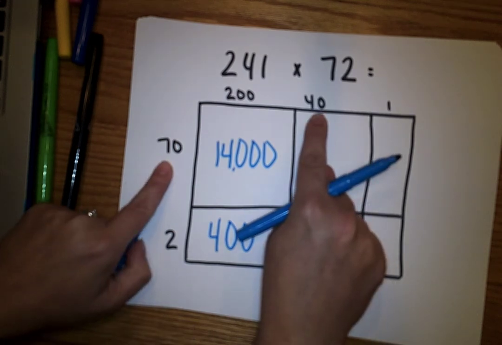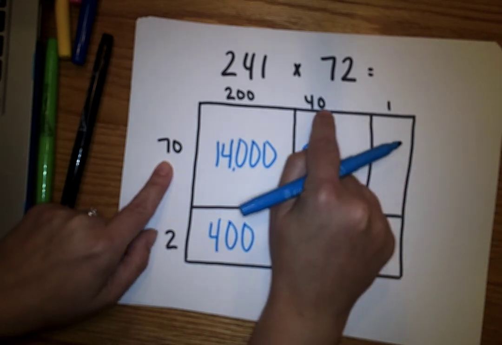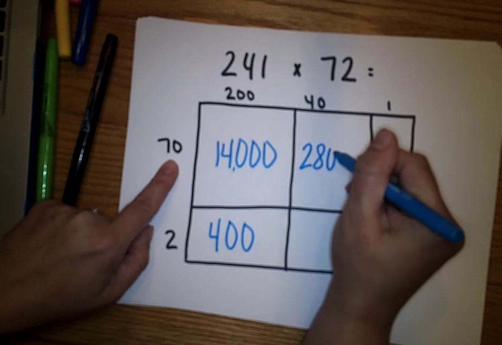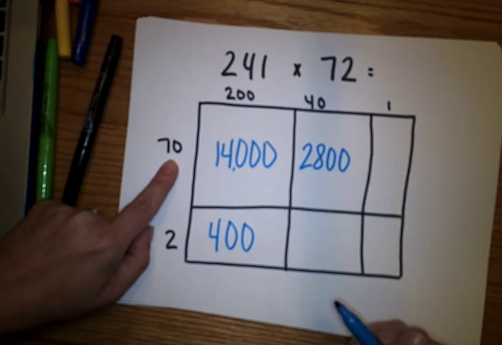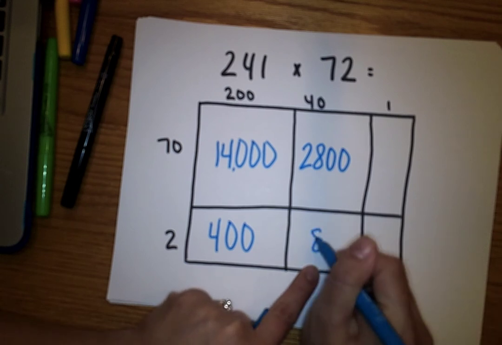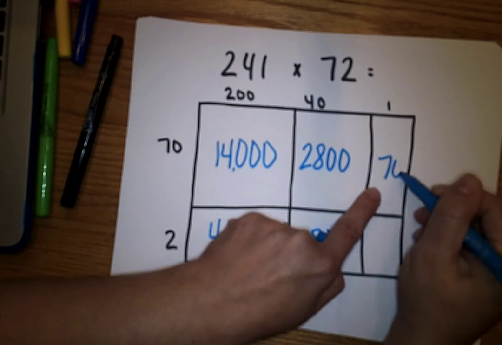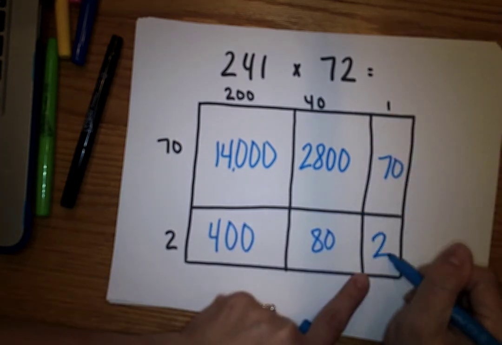40 times 70. So 4 times 7 is 28. There's a 0 here and a 0 here, so I'm going to put 2 zeros, 2,800. 40 times 2 goes right here, 80. 70 times 1, 70. And 1 times 2 is 2.